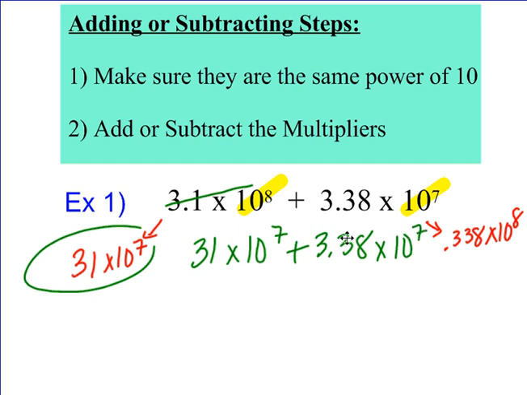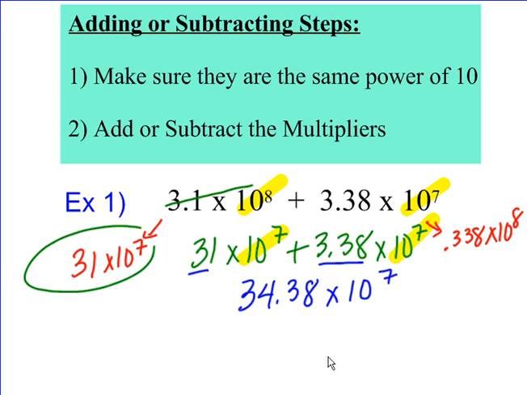So now they have the same power of 10, and like I said, that's important. Now we go to the next step, which is to add or subtract the multipliers. We're going to take 31 and 3.38 and add those two numbers together, and we're going to get 34.38 times 10 to the 7th.